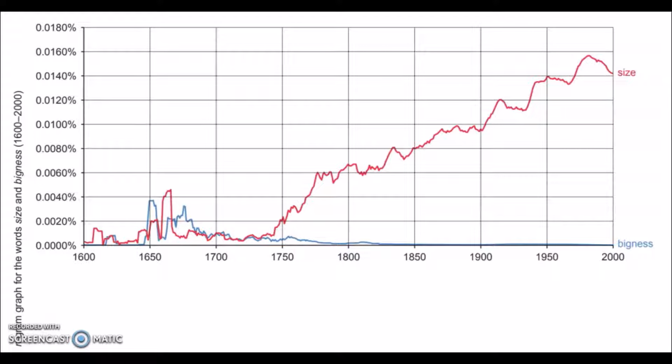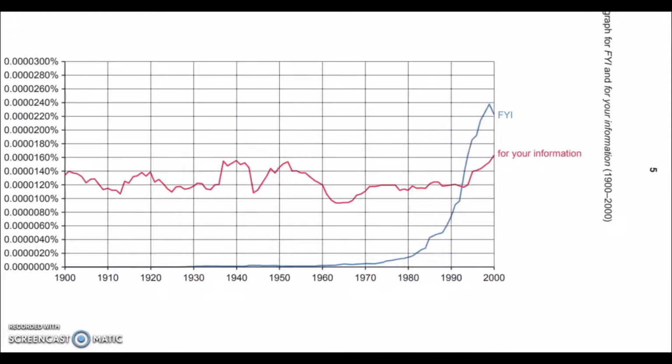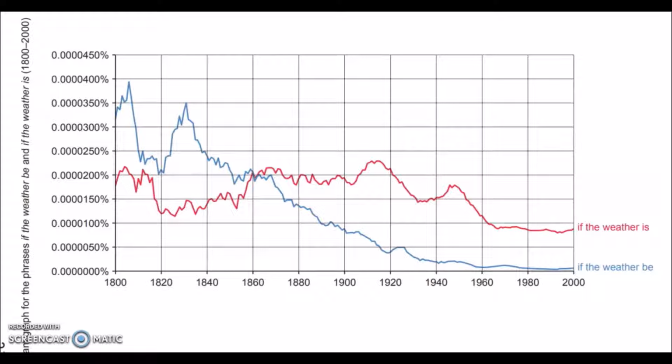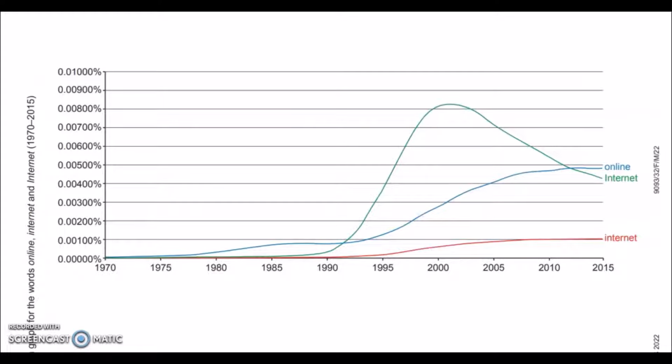Sometimes there are two words given for the line graph, and sometimes two phrases are given to you for the analysis. For example, for your information, this is not a word, it's a phrase. And sometimes there are full-fledged phrases again, like if the weather is, if the weather be. So mostly there are two words or phrases for the line graph, and sometimes you can have three words as well. For example, online, internet with a capital I and a small i, internet. So three words can be given to you for analysis.